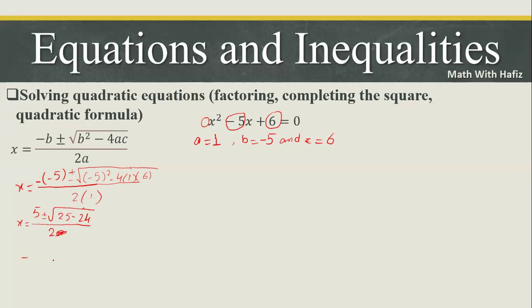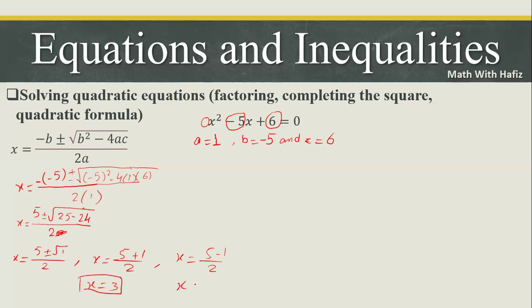So it will be x is equal to 5 plus minus the square root of 1, over 2. The square root of 1 is 1. So we'll have x is equal to (5 plus 1) over 2, or x will be equal to (5 minus 1) over 2. 5 plus 1 is 6. 6 divided by 2 is 3.